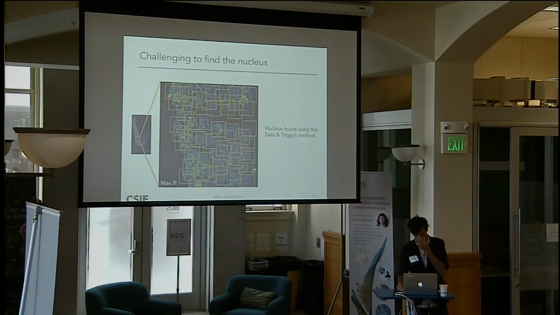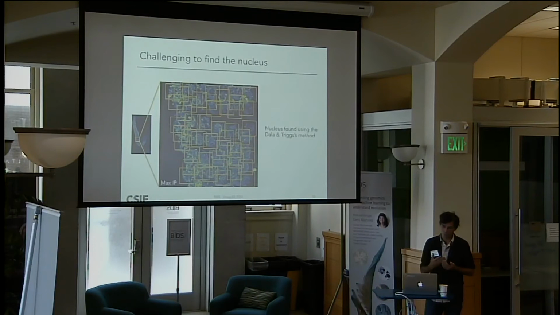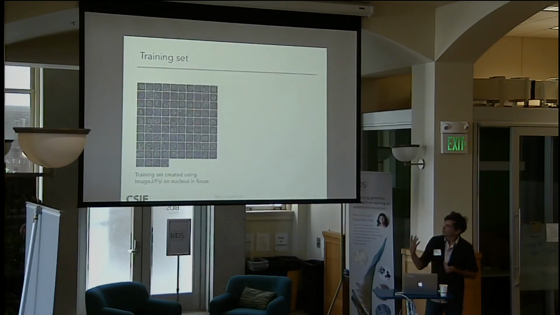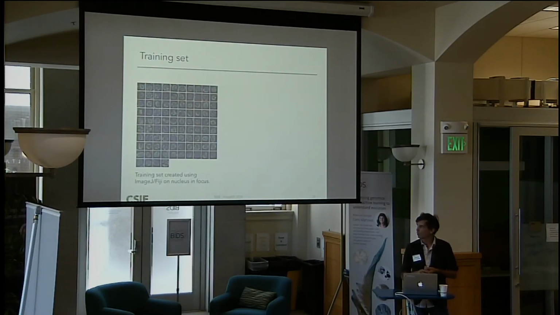So to overcome this, and again, I work more at the basic level, I don't use any deep learning, but I use the Dalal and Triggs method to be able to find these chromosomes. That's a method that was originally used to find humans in a picture. So I adapted it to my project to be able to find the nucleus in my images. I created a training set using ImageJ, and I just looked at the nuclei in focus.